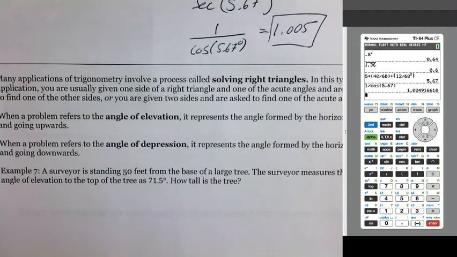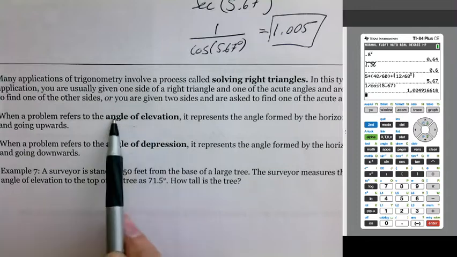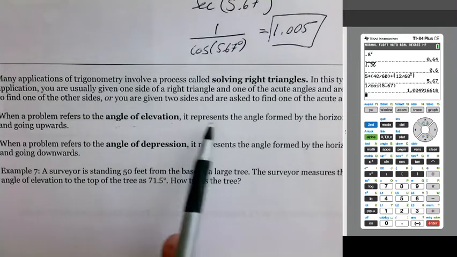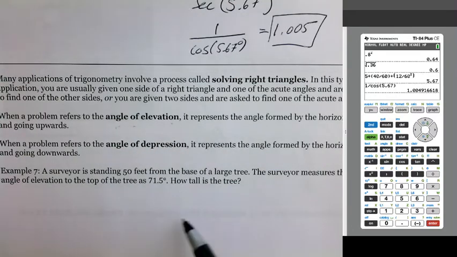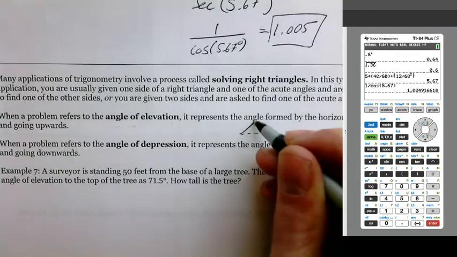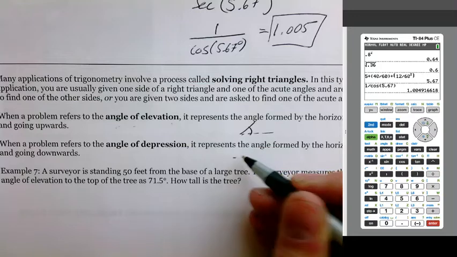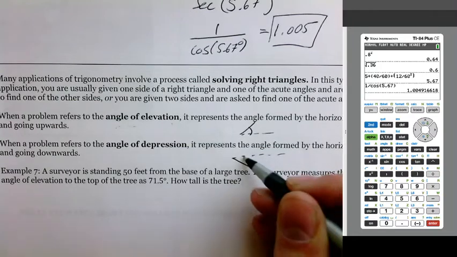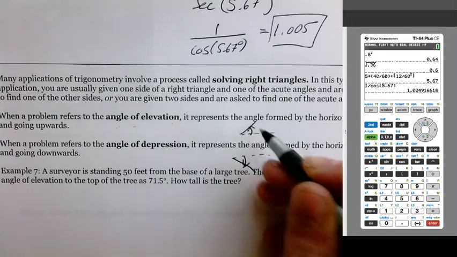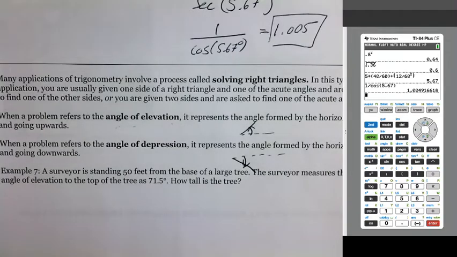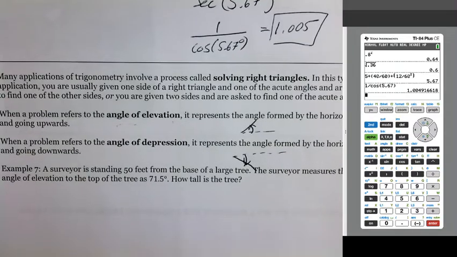So when a problem refers to an angle of elevation, you'll see this in a word problem pretty frequently. It talks about the angle formed by a horizontal line and going upwards, so it would be this angle. As opposed to the angle of depression, which talks about this horizontal line, but going downwards. So that's the difference between the two. But both of them come from the horizontal.